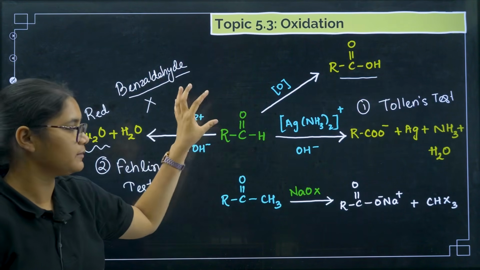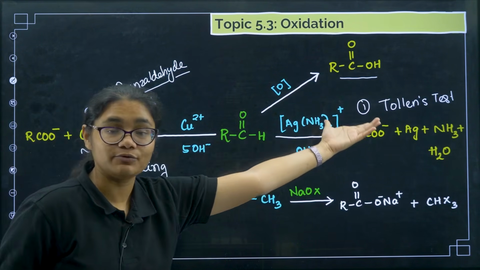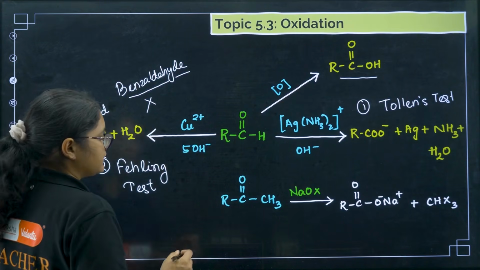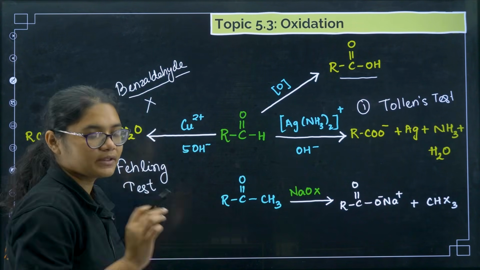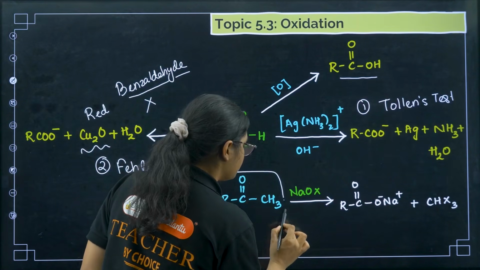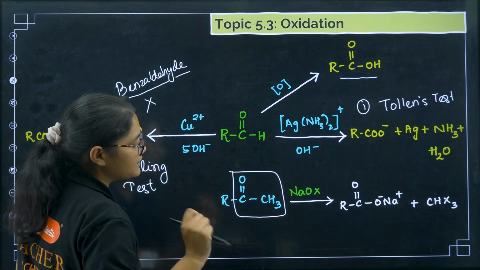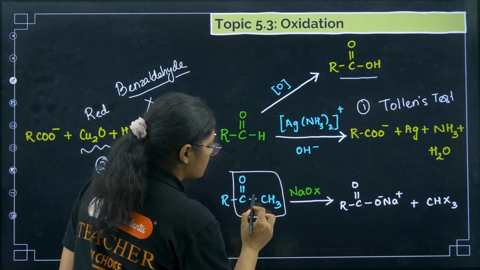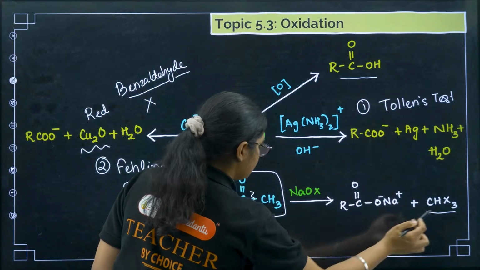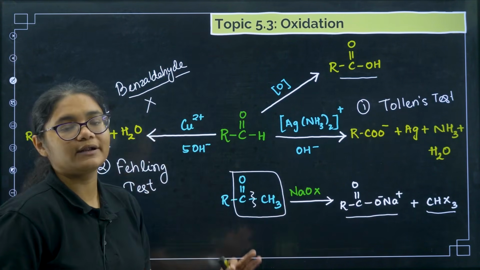So aldehydes can be oxidized to give you acids. Now coming to the haloform reaction. In the haloform reaction, you should remember that this CH3CO group should be present. If that is there, then this bond will break. This one will get converted to CHX3 and the product RCOO minus Na plus is formed.